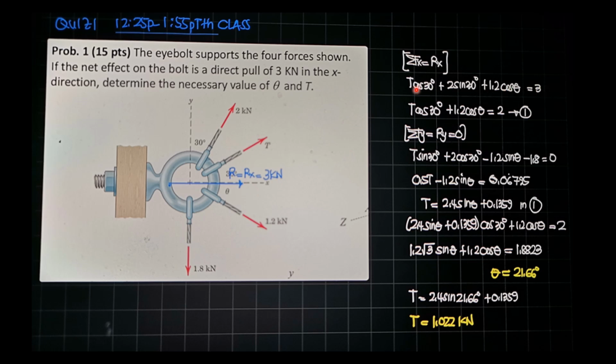Simplifying this equation, we have T cosine 30 degrees plus 1.2 cosine of theta equals 3 minus 1, so let's call that equation 1. Summation of forces in y equals Ry, and there's no y component of the resultant, so it is 0. So beginning with T sine of 30 degrees plus the y component of these 2 kilonewtons, 2 cosine 30 degrees, positive. Then negative 1.2 sine of theta, the component of 1.2. Then minus 1.8. Then equate to 0.